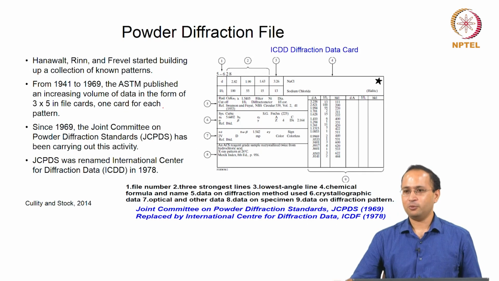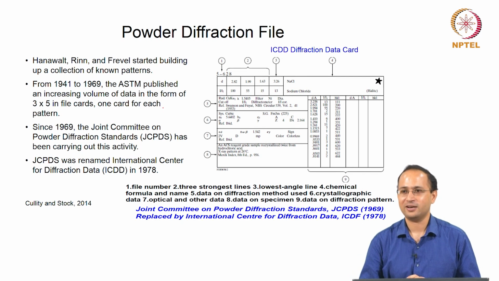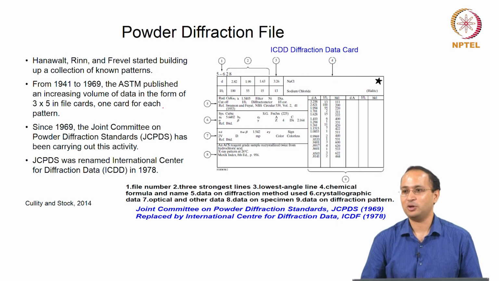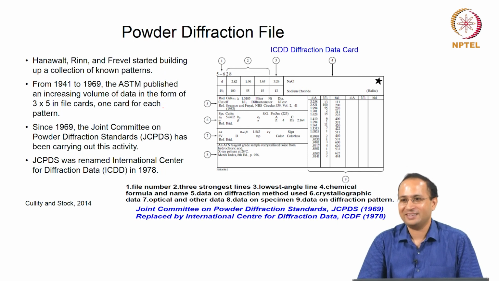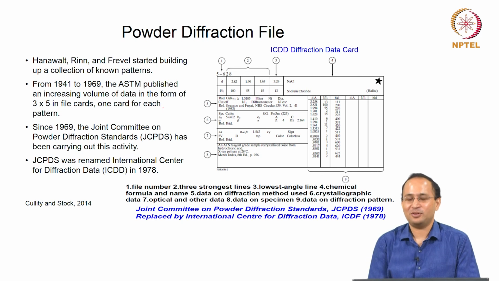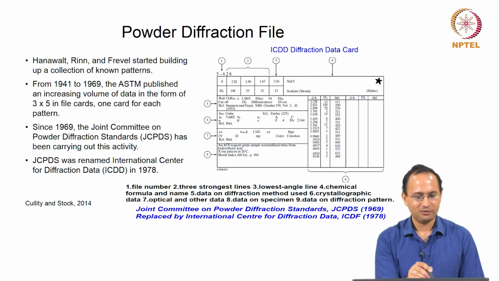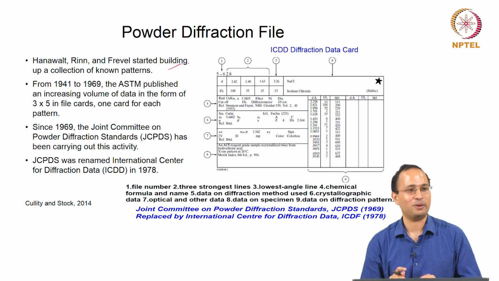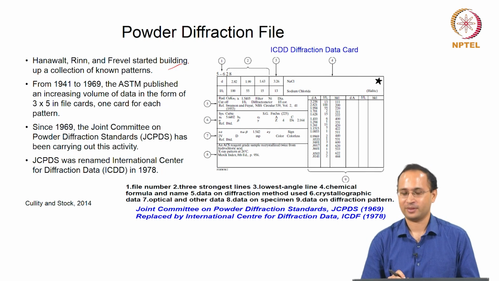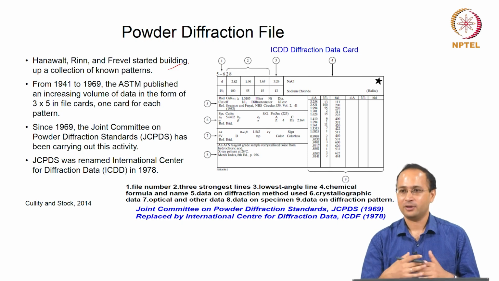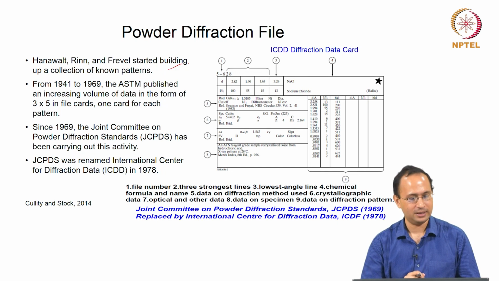Now we know that X-ray diffraction is like a pattern, like a fingerprint. So, obviously people thought about developing a database, because that will be important if you want to probe a known sample, which may be an already known sample. So, Hanawalt, Rinn, and Frevel started building up a collection of known patterns. You need simply a diffraction pattern, and based on the diffraction pattern you will have all parameters; you know the crystal structure and you relate it to the X-ray diffraction file.